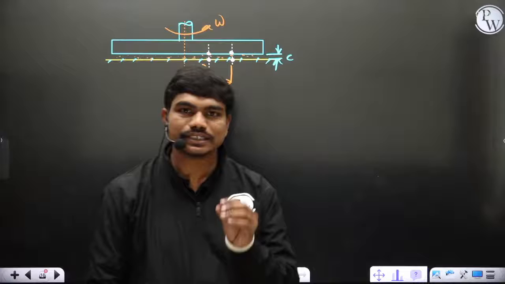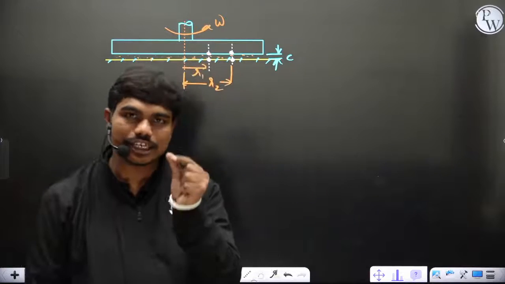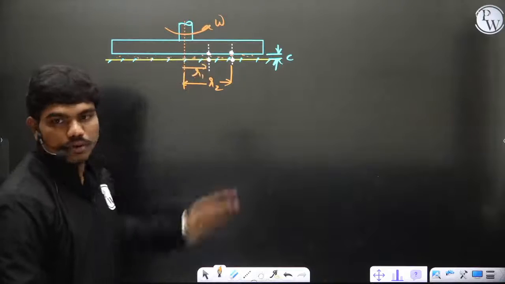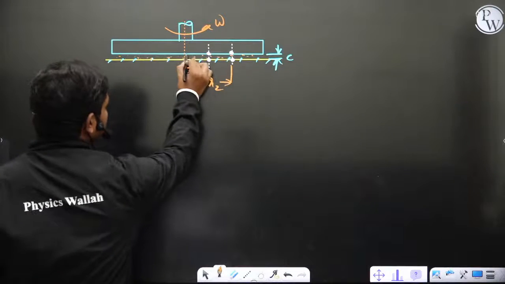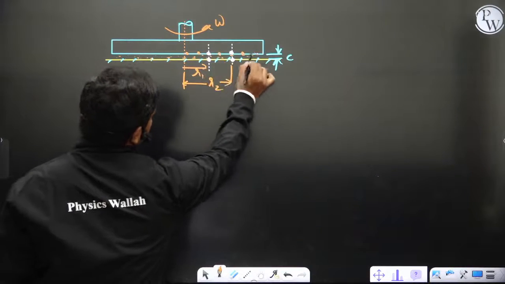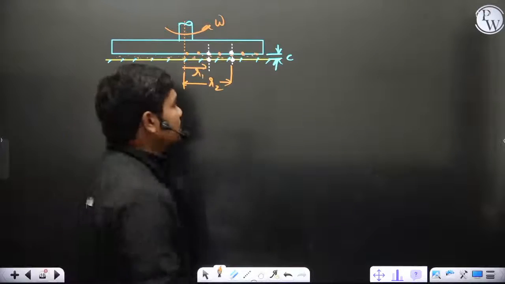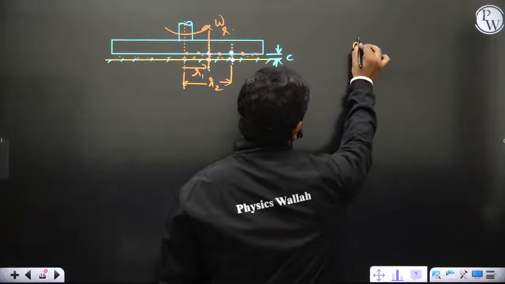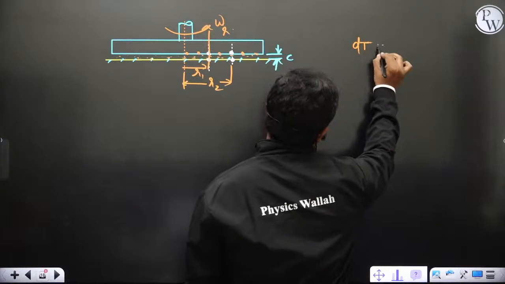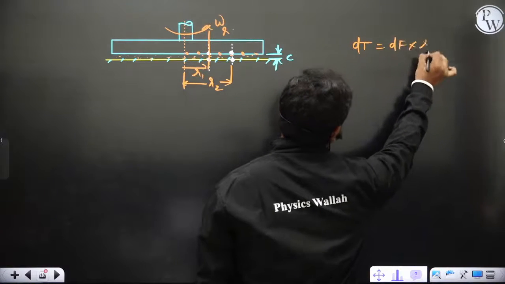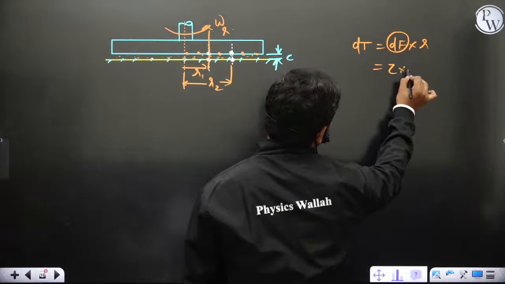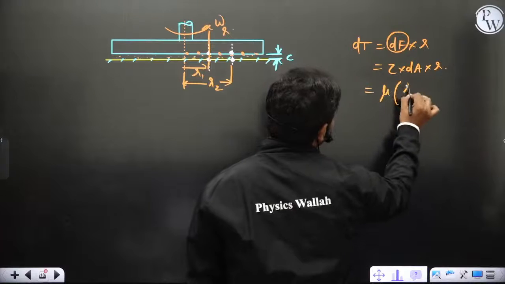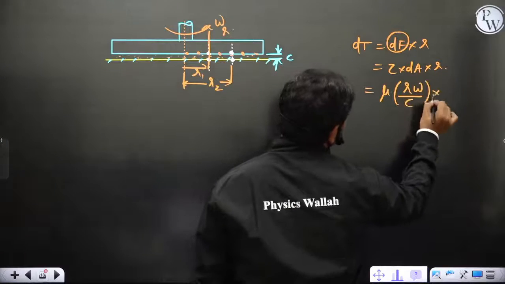So even in this case, shear stress changes from point to point along the radius. Clearly, at some location r, we have dT equal to dF into r, and dF can be written as tau into dA, so dT equals tau into dA into r. And tau can be written as mu into r omega at that point, divided by the clearance.